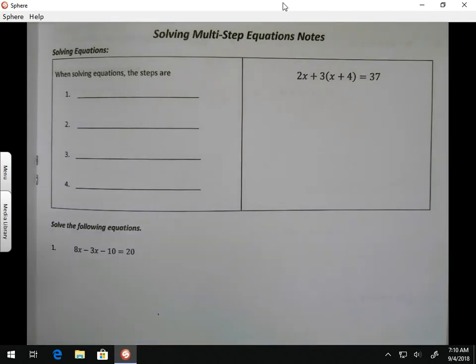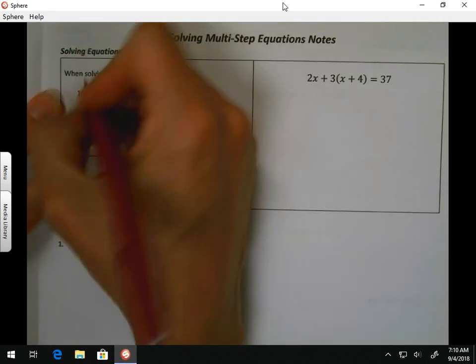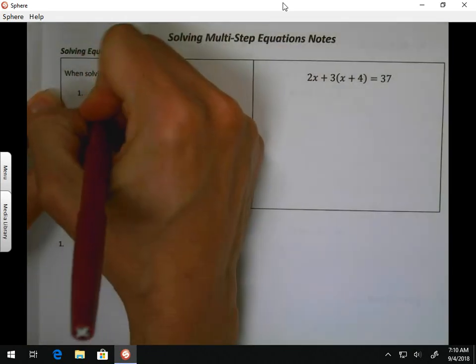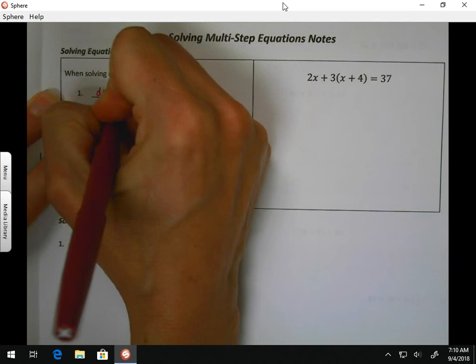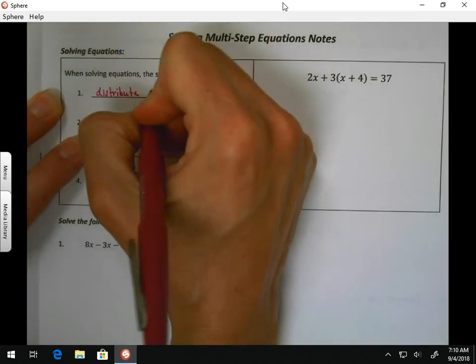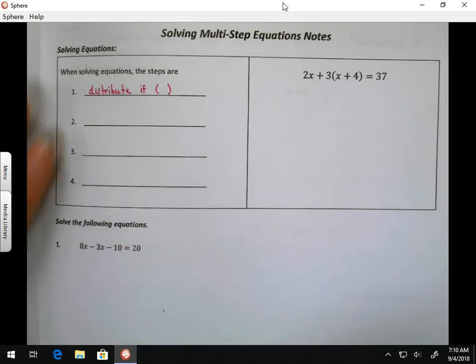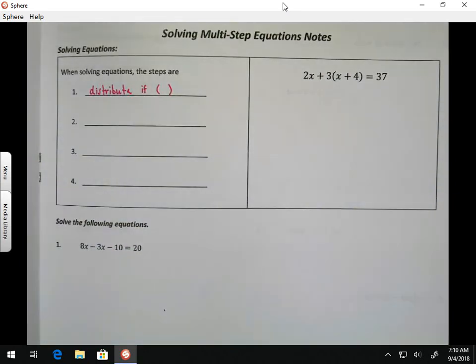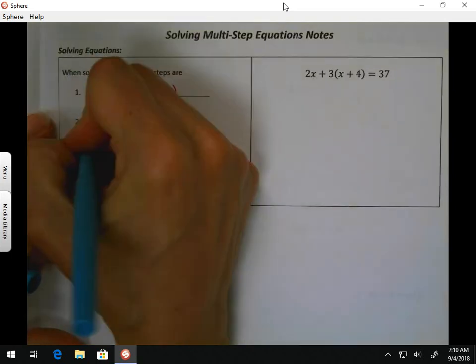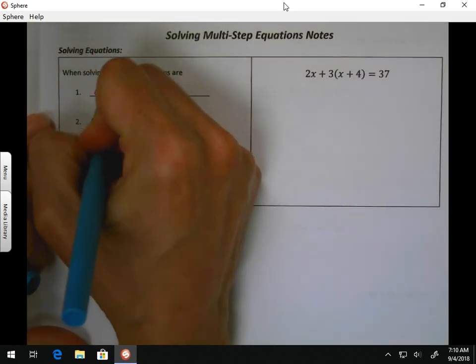The first thing we're going to look for is if we need to distribute. And we'll know we need that if we have parentheses. So that's what we're going to look for first. The next thing we're going to do is combine any like terms.